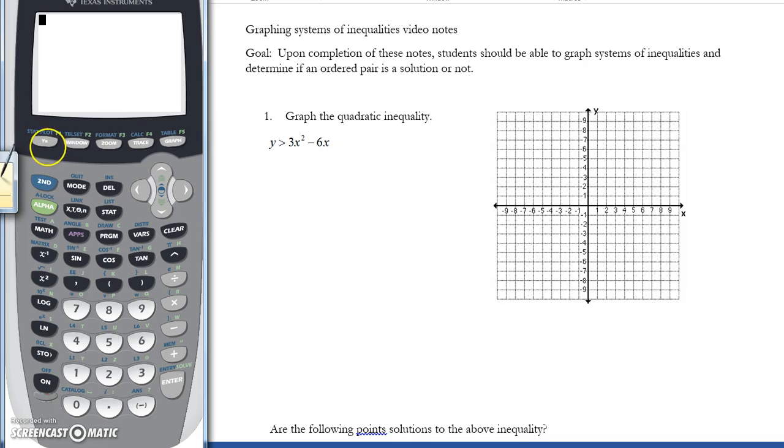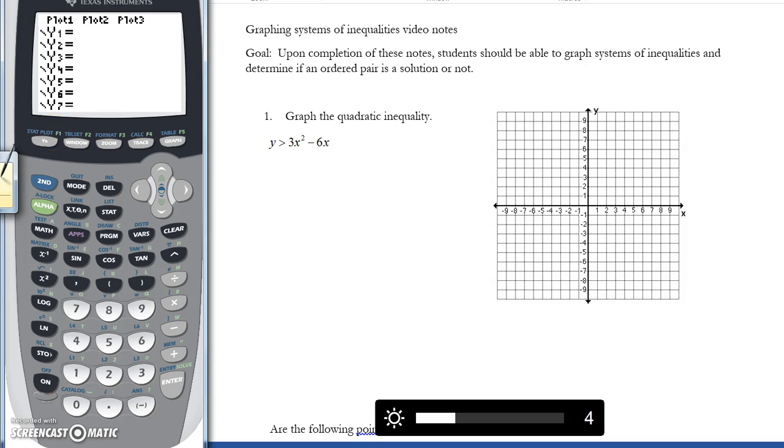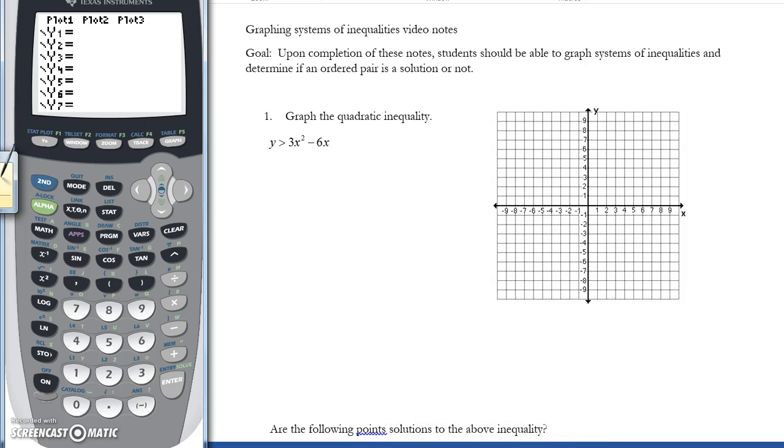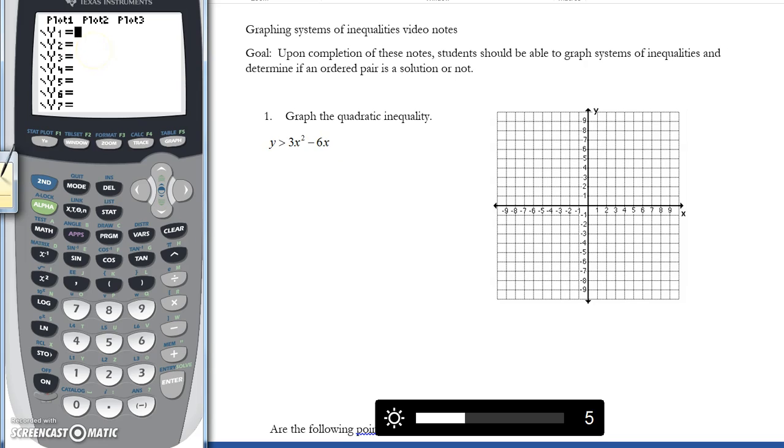So I have my calculator on. You should always have your calculators going and keep up and do your problems along with me when I do them. Alright, now, y is greater than 3x squared minus 6x. When we graph it on here, we're just going to keep this equal.